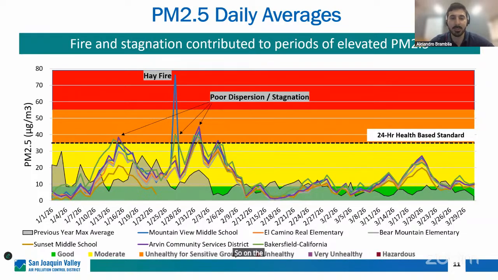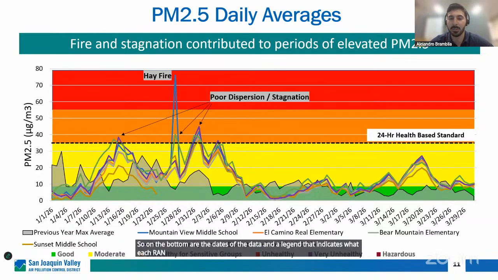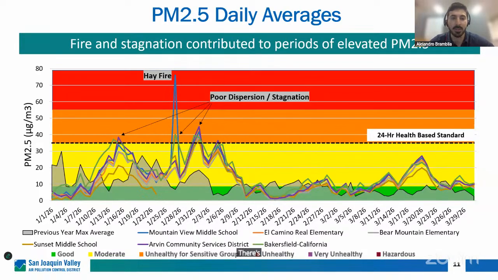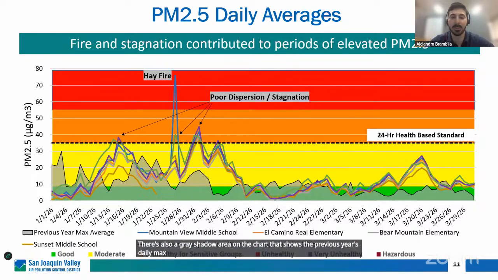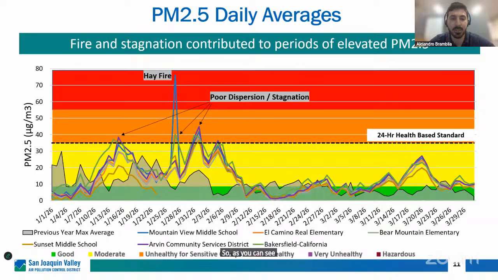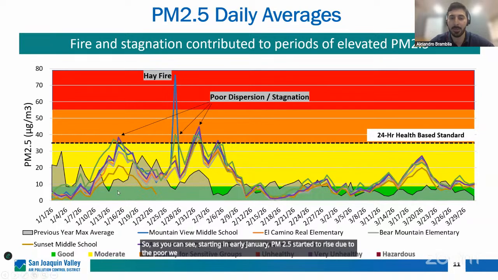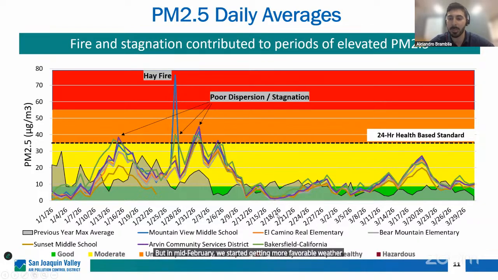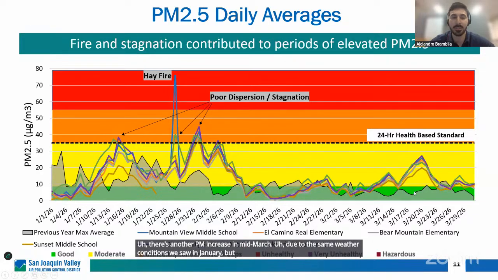So on the bottom are the dates of the data and a legend that indicates what each RAN level color corresponds to. There's also a gray shadow area on the chart that shows the previous year's daily max values against all of the sites from this quarter. So as you can see, starting in early January, PM 2.5 started to rise due to the poor weather we had mentioned previously. But in mid-February, we started getting more favorable weather helping out. There's another PM increase in mid-March due to the same weather conditions we saw in January, but not as drastic.